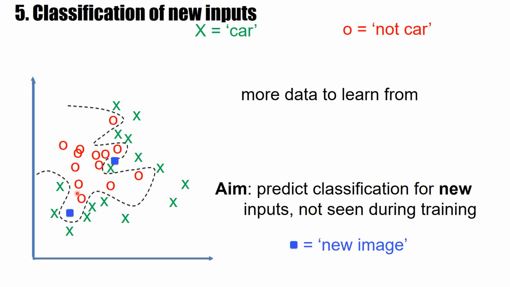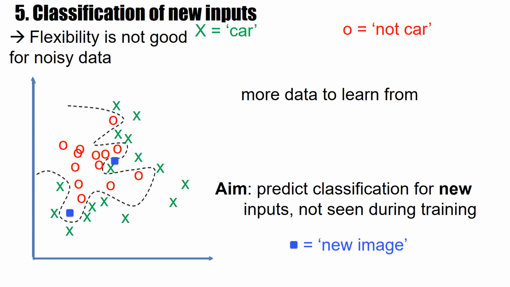Or look at this image. Well, it will predict it's a car, but on the other hand, there are so many red circles in the neighborhood, it might just as well be a non-car. So this separating surface makes these long wiggles, but we don't know whether these big wiggles correspond to the truth or whether they are just noise. Flexibility of a deep network is not good for noisy data. This is a first example.